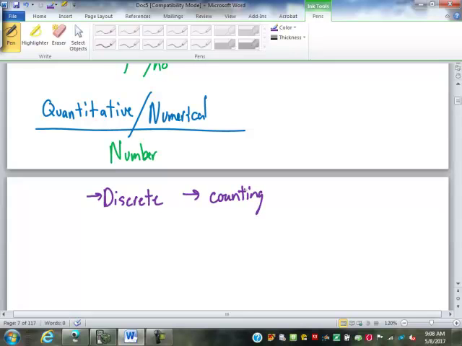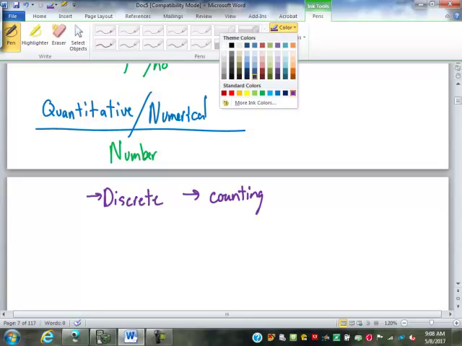How many children do you have? Well, you're going to count 0, 1, 2, 3, 4. How many cars do you own? Same thing, 0, 1, 2, 3, 4. That's discrete.